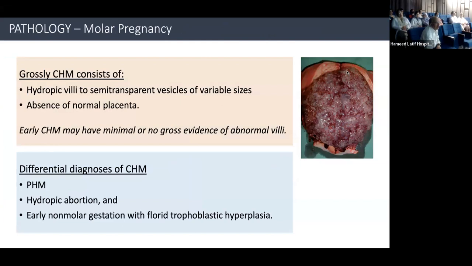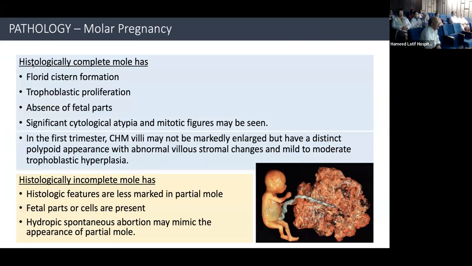Grossly hydropic, in the absence of normal placenta, or the differential diagnosis is partial mole. Histologically, in the florid pattern, I will also show you the histology slides, there will be trophoblastic proliferation. These are three signs. Cistern formation: there are vacuoles grossly, so histologically there is also a cistern, a kind of vessel type of thing. So there is that expanded volume area, trophoblastic proliferation, and then significant cytological atypia and mitotic figures, which are hallmarks of malignancy.